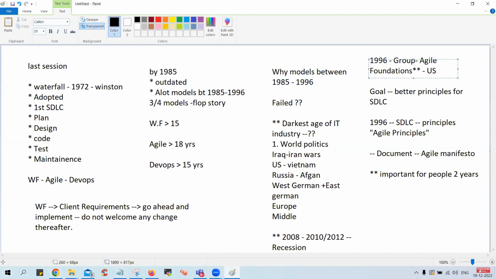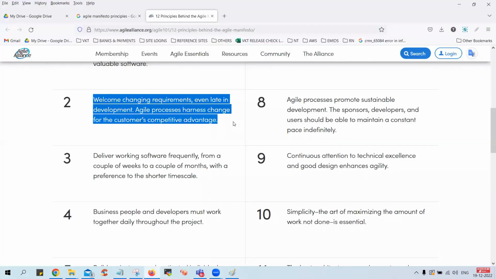Agile says that since we are in a competitive world, our development process should be in such a way that we encourage changes at any point of time, because we have to meet the demand of competition. Do you agree, guys?